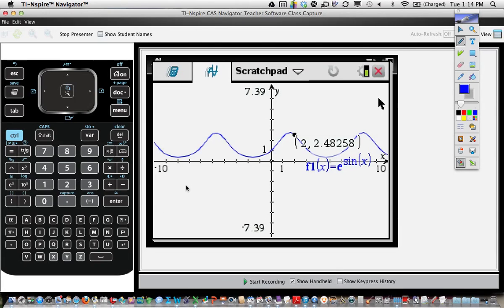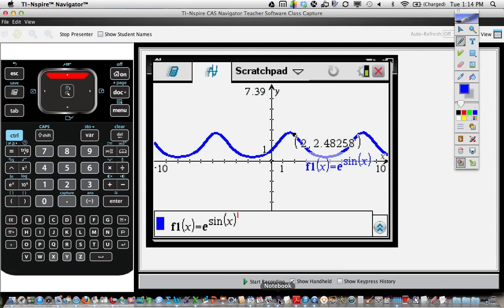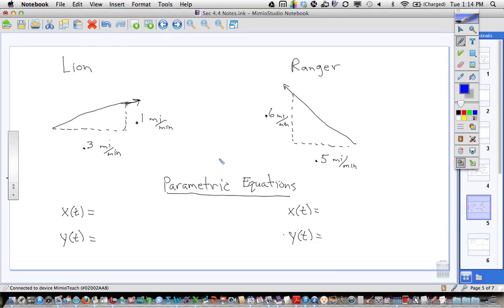All right. Now, clear the scratch pad. Go up to this Lion and the Ranger situation. It talks about parametric equations. That's the title of 4.4. So now we've been talking about midterm review and stuff, although the last couple of questions have been kind of tying in with what we're doing now. But what we're talking about now is going to be on the next quiz. All right? This is going to be on the next quiz, and you are going to have to be able to work with parametric equations.